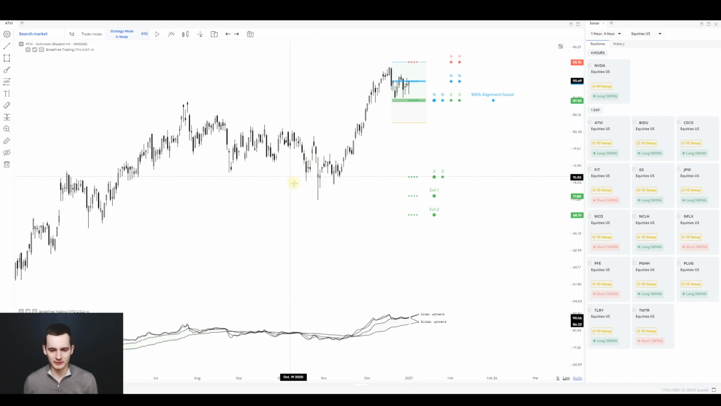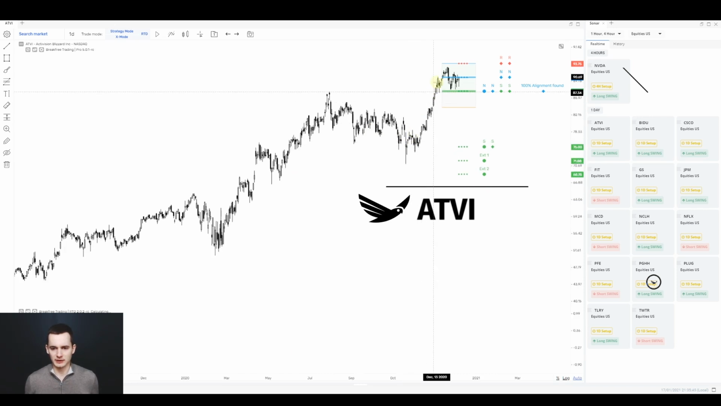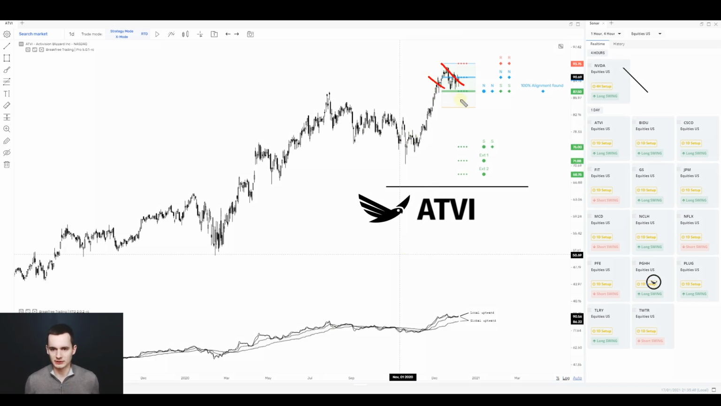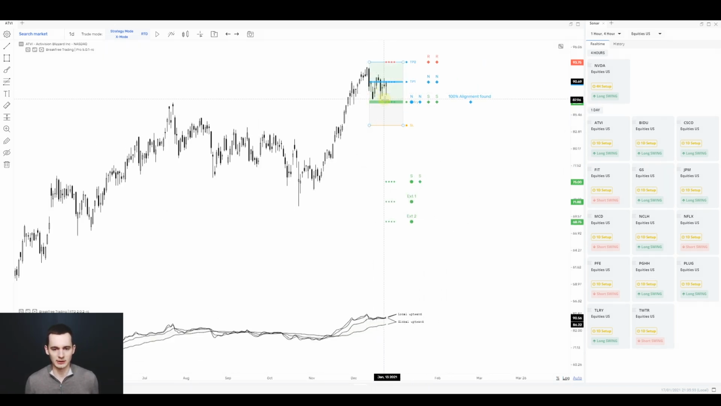First one we have is Activision, ATVI. We had a really nice run up here. Now we're having a pullback. So this here's the pullback, and then we can probably expect another push up. So this is a good entry. It might be too late to enter now. You can see it already created a double bottom, wick rejection, and now it's going up. So this one might be a little too late. Maybe skip this one.